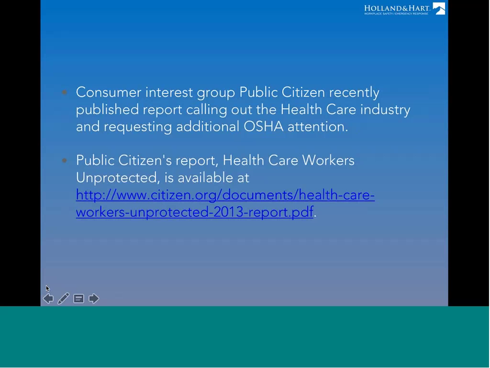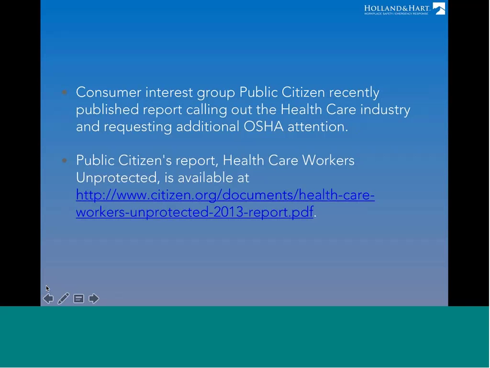And the statistics and the visibility of the healthcare industry from an injury and illness standpoint have resulted in the healthcare industry definitely being on OSHA's radar screen in terms of enforcement. The upshot of that was that a consumer interest group, Public Citizen, recently published a report calling out the healthcare industry and requesting additional OSHA attention.